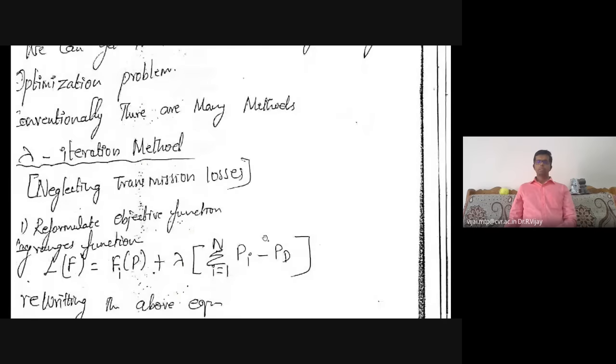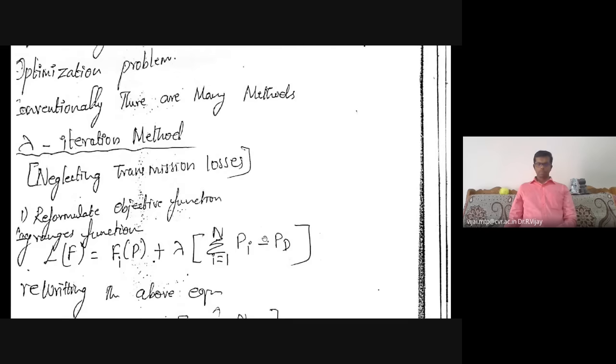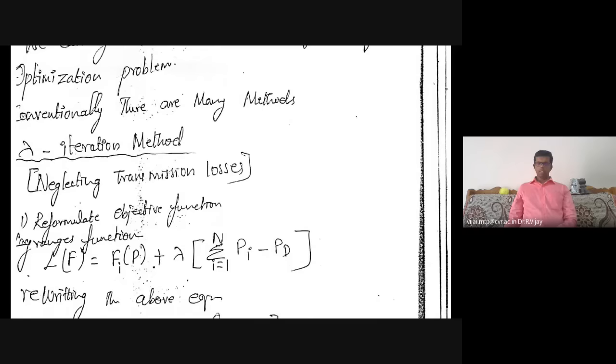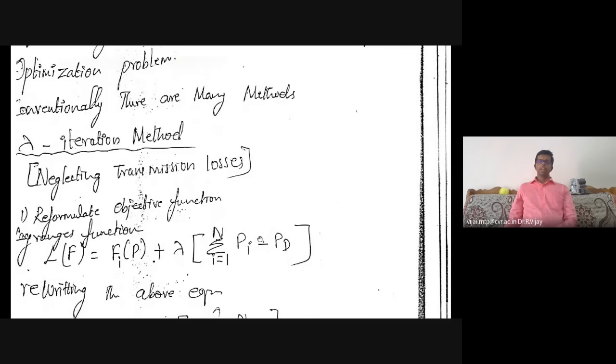next, coming to the problem formulation, by using the lambda iteration method. So there are many methods, n number of methods to solve this economic load dispatch problem. So this is one such method. Okay, there are n number of optimization techniques. If you take the algorithms, minimum 200 algorithms might be there.